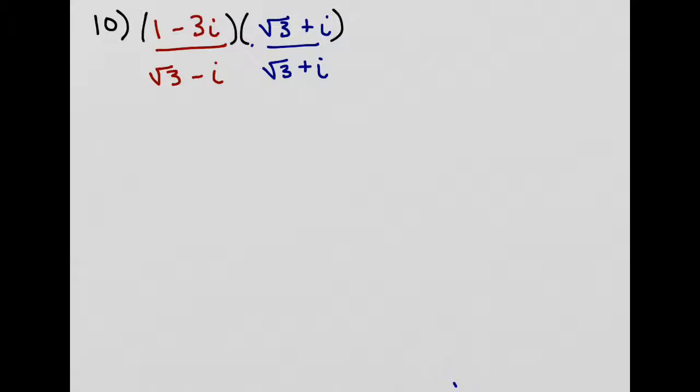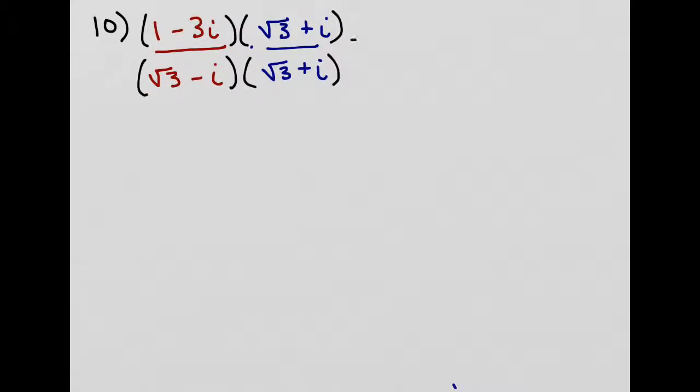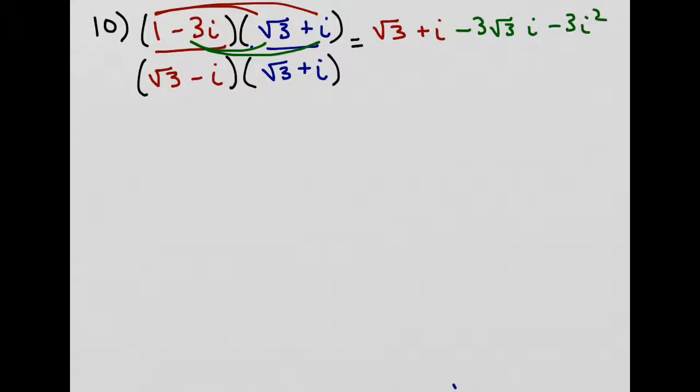Then I just need to multiply things out. So let's go ahead and do that. So 1 times the square root of 3 is the square root of 3. 1 times i is i. Negative 3i times the square root of 3 is negative 3 square roots of 3i. And negative 3i times i is negative 3i squared.